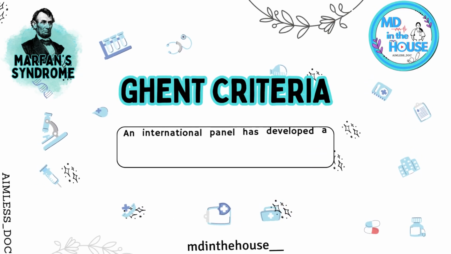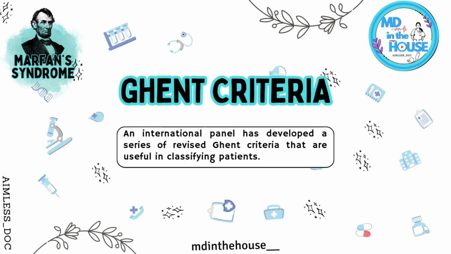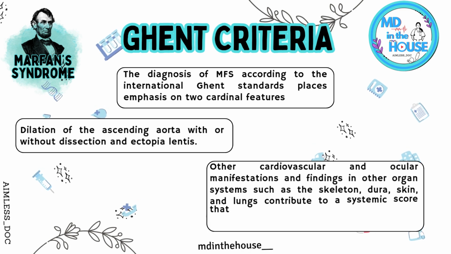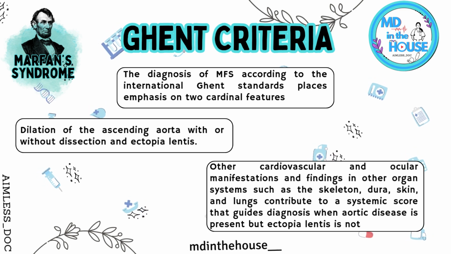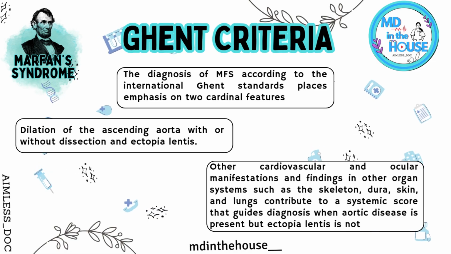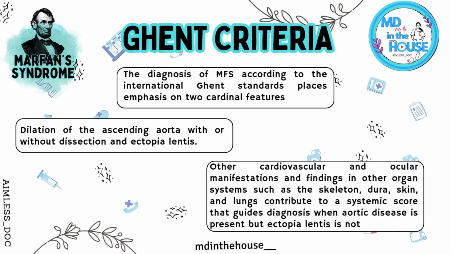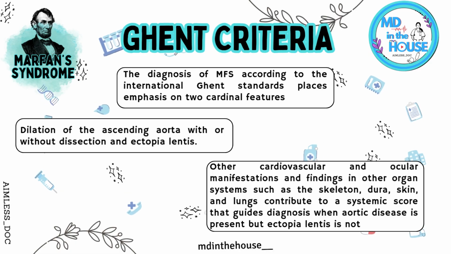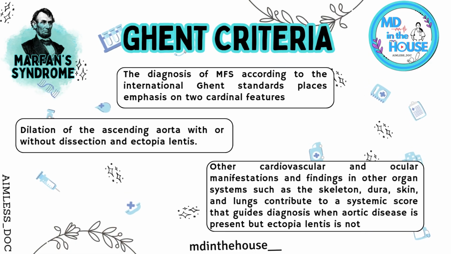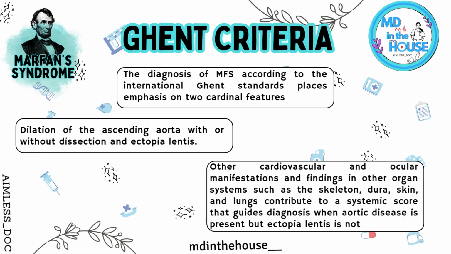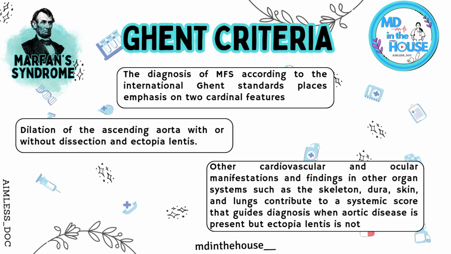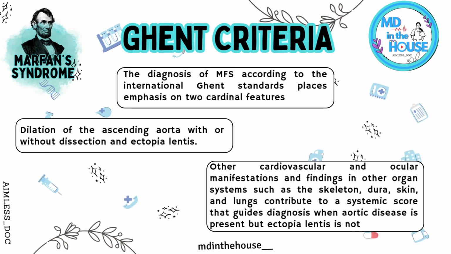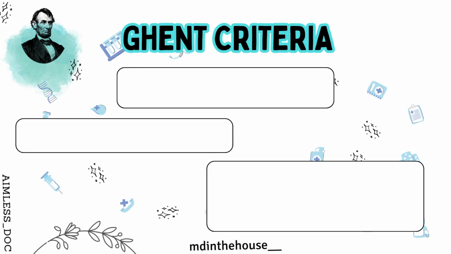An international panel has developed a series of revised Ghent criteria that are useful in classifying patients. The diagnosis of Marfan's syndrome, according to the International Ghent standard, emphasizes two cardinal features: dilation of the ascending aorta with or without dissection, and ectopia lentis. Other cardiovascular and ocular manifestations and findings in other organ systems, such as the skeleton, dura, skin, and lungs, contribute to a systemic score that guides diagnosis when aortic disease is present, but ectopia lentis is not.